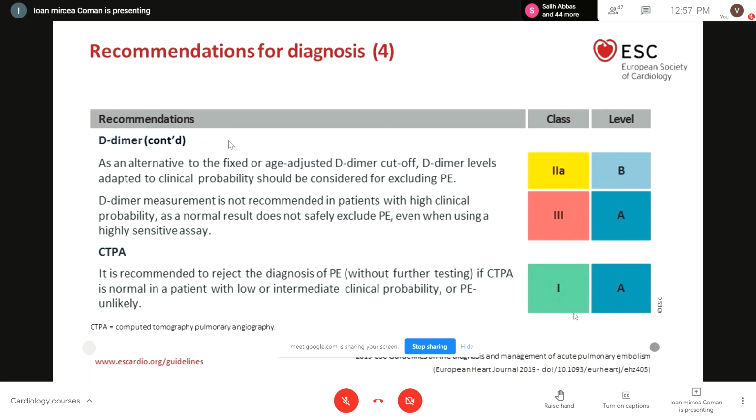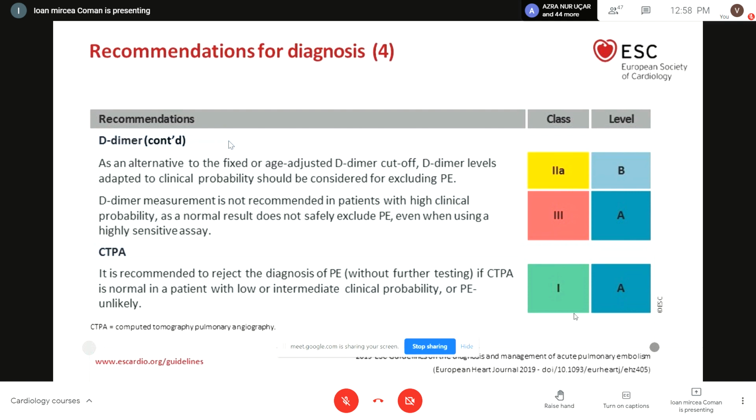But you should not lose time and money making D-dimer measurements in patients with a high probability, because they will be high. It's no use to go with this method. Instead of it, you should use the CT angiography. Now, CT angiography is probably the most useful tool for diagnosis in this situation.